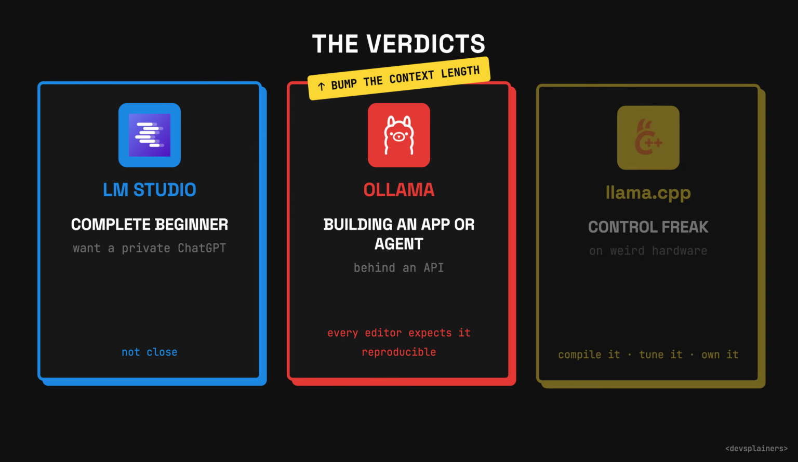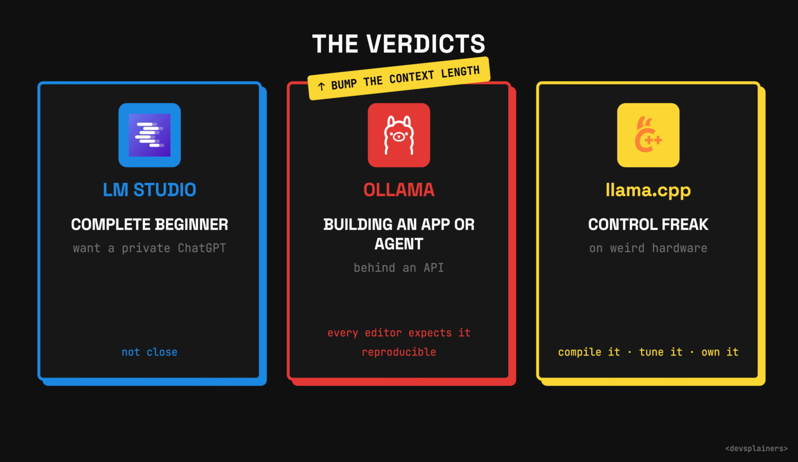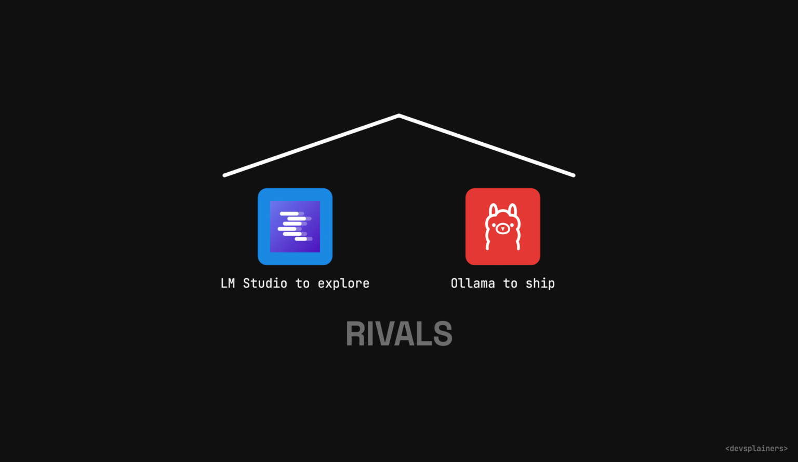Control freak on weird hardware squeezing out every last drop of speed? llama.cpp. Compile it, tune it, own it. And the honest answer most developers land on? Use two. LM Studio to explore and compare models, Ollama to ship them. On your machine they're not rivals, they're roommates.